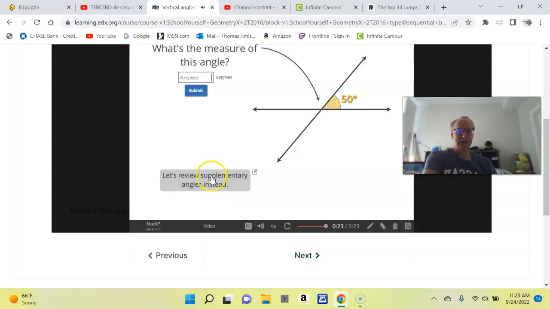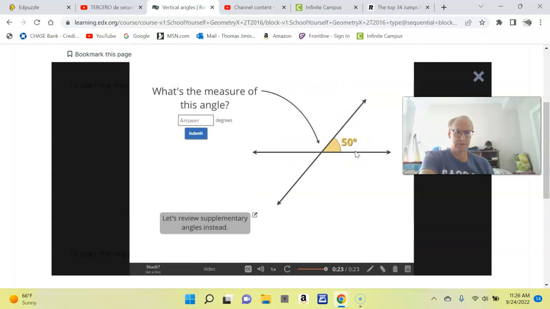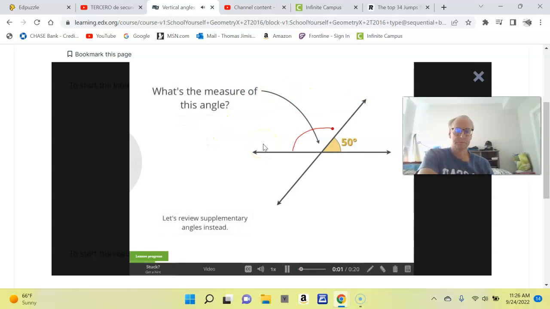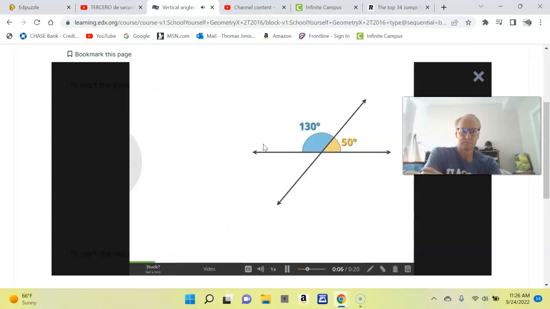Remember, supplementary has two P's in it, and that's how I remember it. Two P's is two perpendiculars or 180 degrees. Complements are 90. This is 180, of course. So if you're talking about supplements, now we want to get the rest of this angle. So what do you have to add to 50 to make 180? 130, of course. Exactly. This angle is 180 degrees minus 50 degrees, or 130 degrees.